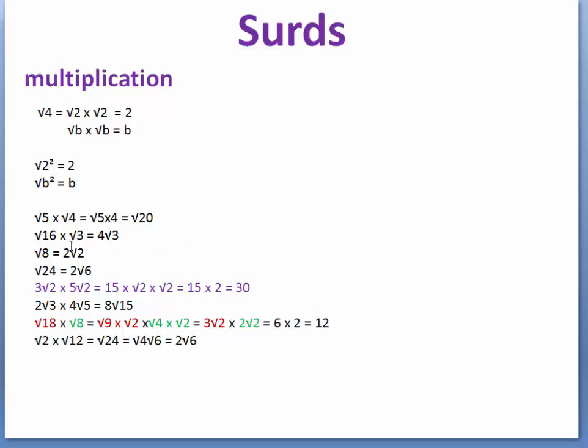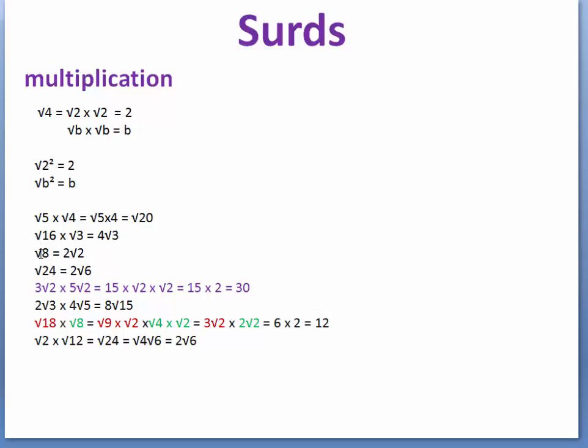Okay, let's go through some examples. The more you go through these examples, the more you learn about surds. So let's just go through these one by one. Square root of 5 times square root of 4 equals square root of 5 times 4, which is the square root of 20. Square root of 16 multiplied by square root of 3. Square root of 16, that's a square number, so that's 4. So that becomes 4 square root of 3. So we can rewrite this as 4 square root of 3.